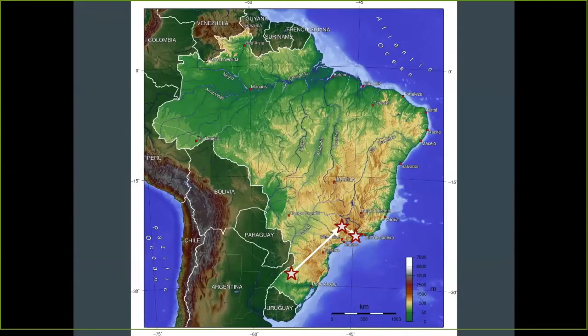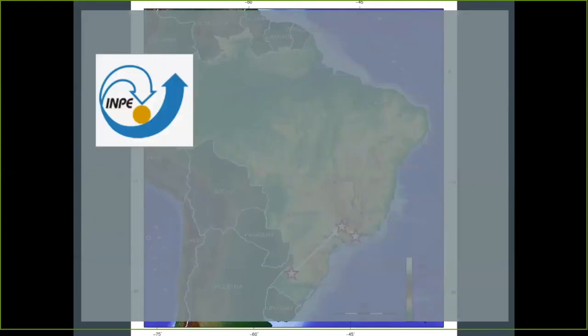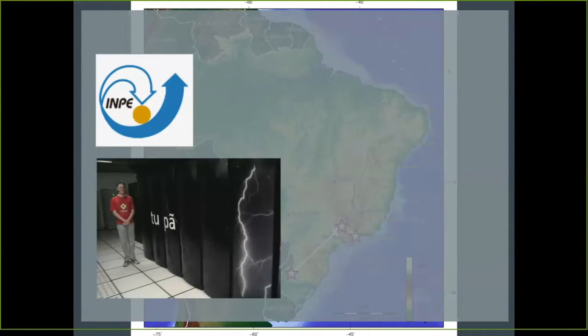After college, I moved again, this time to a city between Rio and São Paulo. And I joined INPE, the Brazilian Institute for Space Research. And they had recently bought a new supercomputer and were looking for people to help scale their climate models and run simulations for weather forecasting. And this is a picture of me beside Tupã, which is the supercomputer, and Tupã is the god of thunder in Tupi mythology.